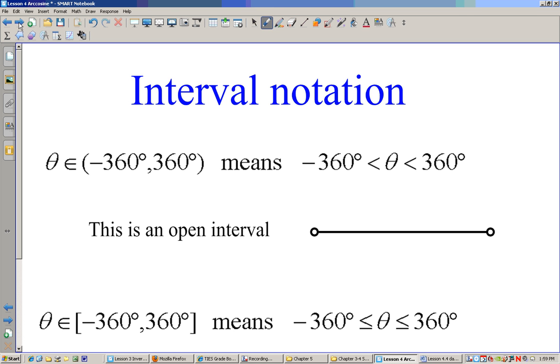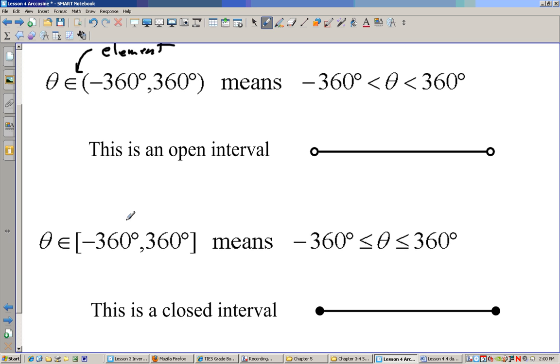Now, interval notation, we've been talking about this throughout the year. But this is saying theta is an element that is between negative 360 and 360, but it doesn't include the ends. That's what the parentheses mean. If I use brackets, that means it can include negative 360 and 360, and we call that a closed interval because it contains the edges.